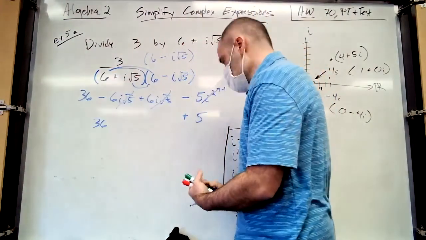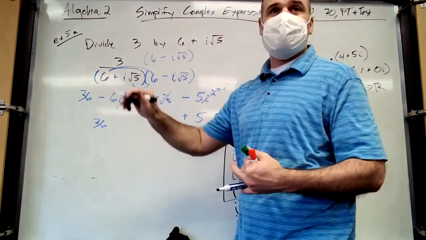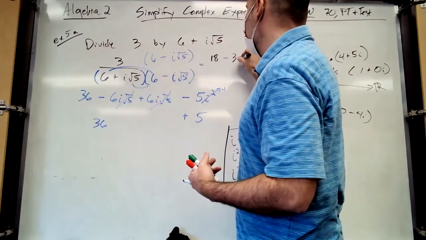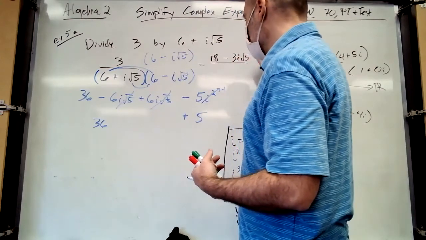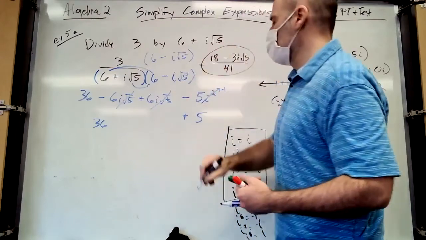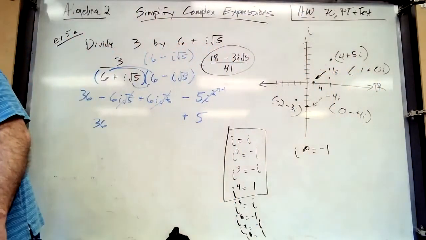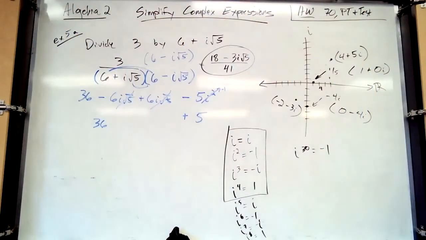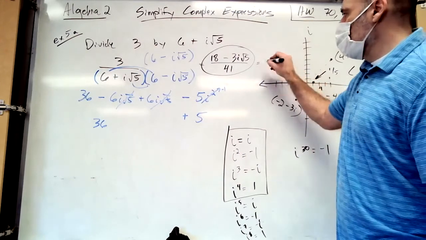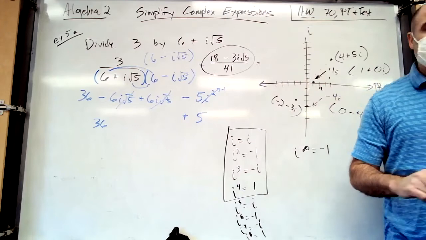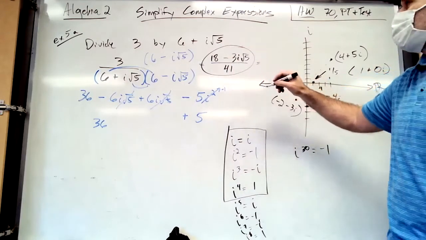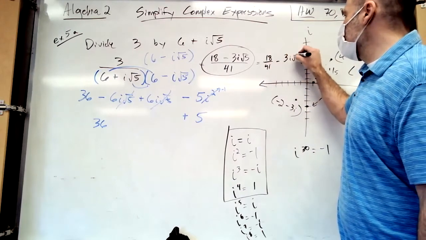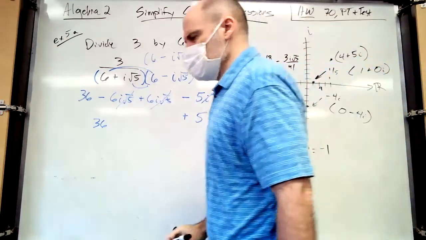So you got a messy numerator though. What is that? 18 minus 3i radical 5, but all over 41. Now technically, this is okay, but you have to keep your real and imaginary parts separate, right? So just make 2 fractions out of this. So this is 18/41 minus 3i radical 5 all over 41. So just keep them separate.